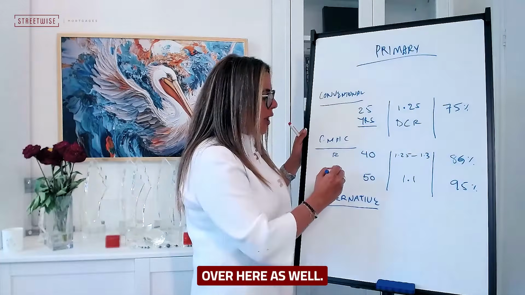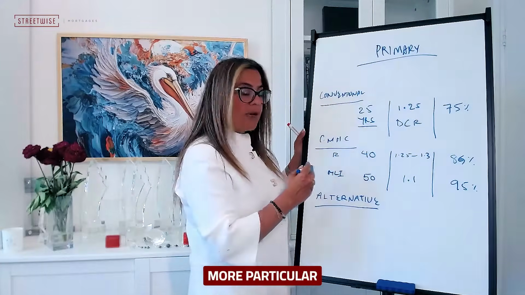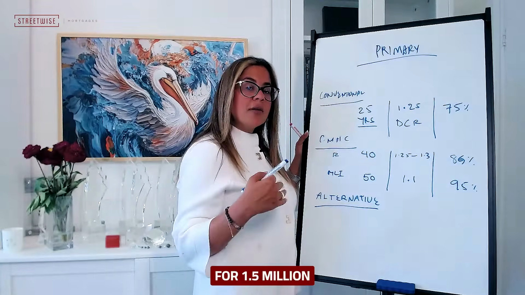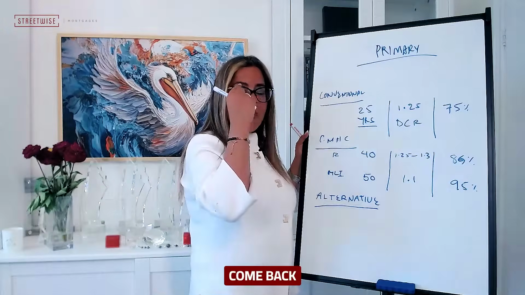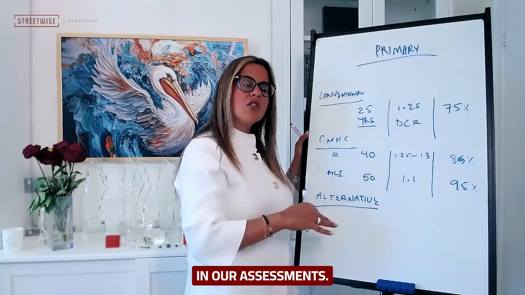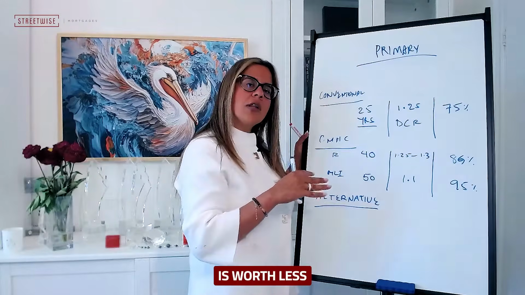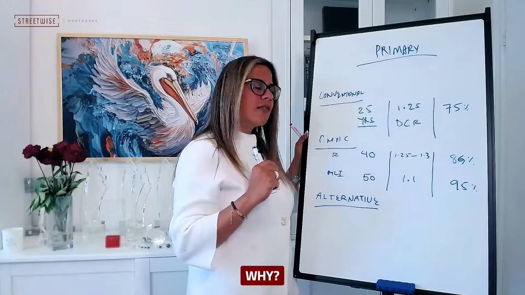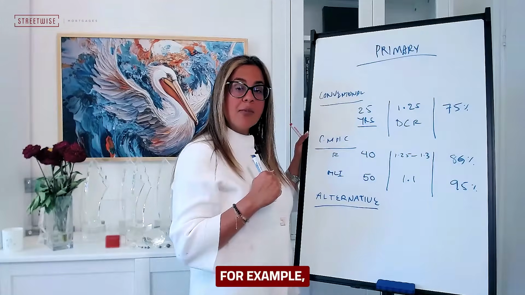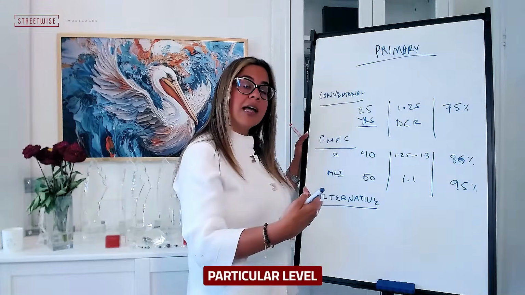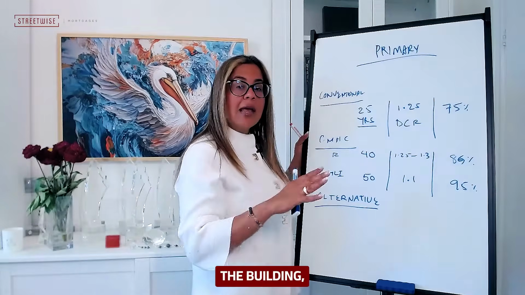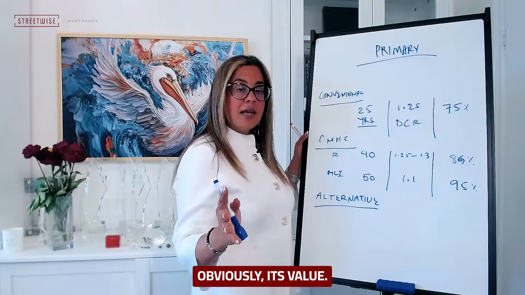All right. Over here as well, CMHC tends to be more particular about the value. You may have an appraisal report that says that the property is worth $1.5 million. And CMHC may come back and say that, no, based on the data that we have locally in our systems, this property is worth less than the $1.5 million. Why? Because sometimes CMHC takes into account higher vacancy allowances. For example, if there is history on a particular building that it had a higher vacancy, so that impacts the net operating income of the building, and it can impact, obviously, its value.